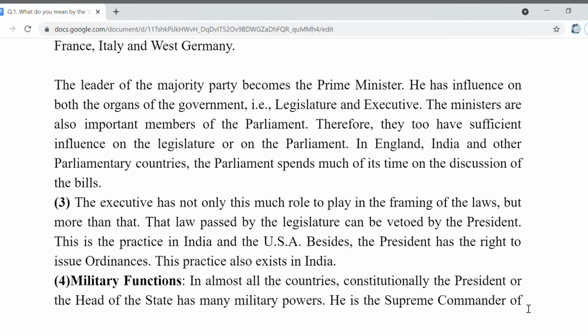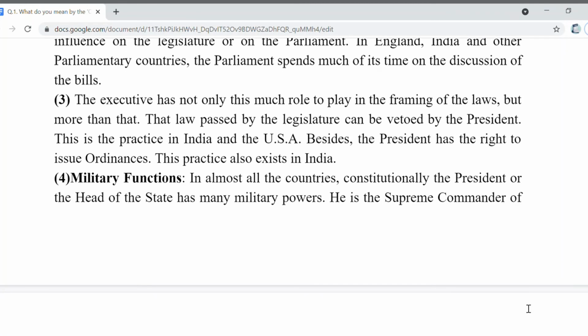The executive has not only this much role to play in the framing of the law, but more. Then that law is passed by the legislature, and that can be vetoed by the president. This is a practice in India and the USA. Besides, the president has the right to issue ordinance. This practice also exists in India. Military function in almost all the countries.